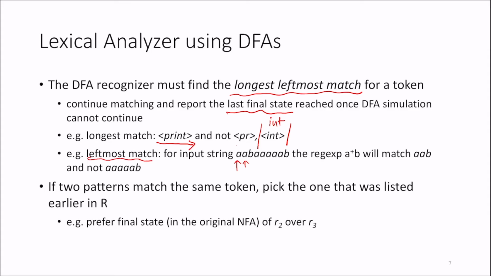So if I have a regular expression like a plus b, even though this is a longer match for a plus b, that doesn't matter because what we want is the longest match starting from the leftmost symbol. So what it will return is this one and not this one, obviously. So it can't skip over any tokens. And if two patterns match the same token, then pick the one that was listed earlier in this sequence, right? So you can think of it almost as the final states. If the final state of R2 is reached and the final state of R3 is reached, then we pick R2 over R3 as long as the matching is the same length.